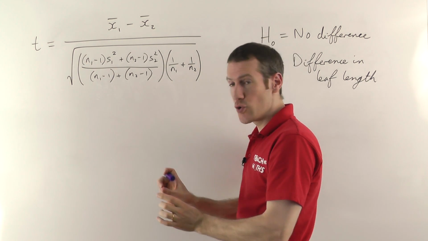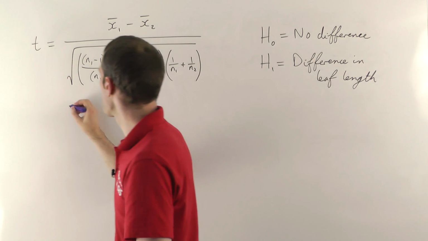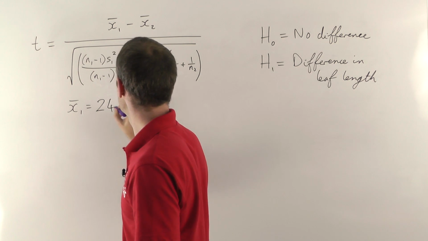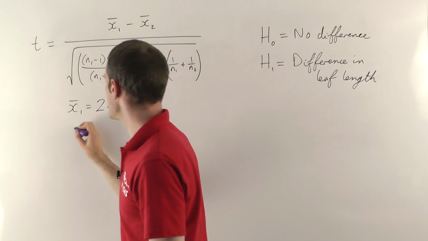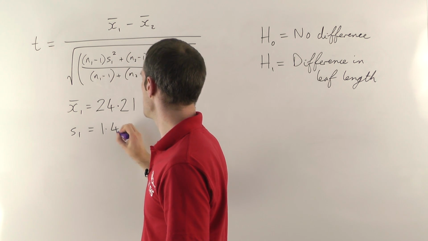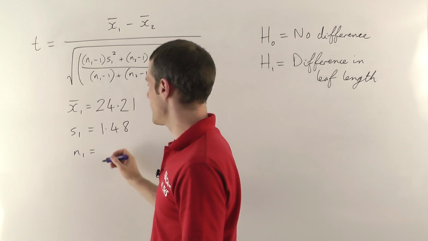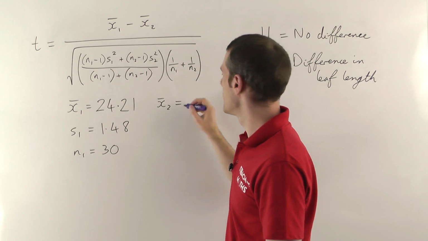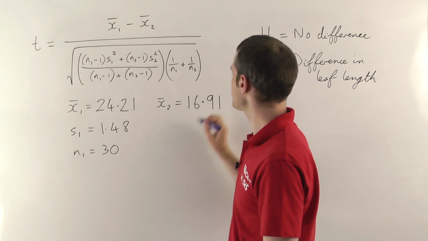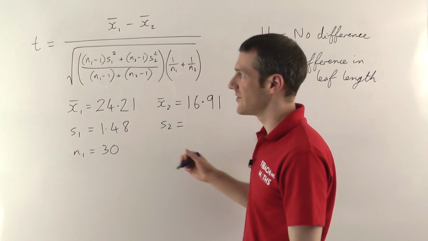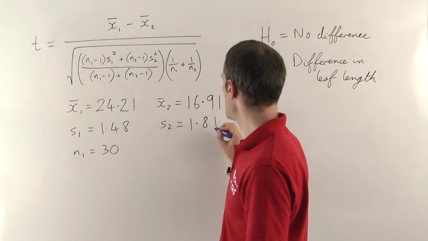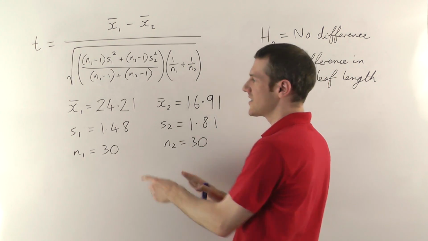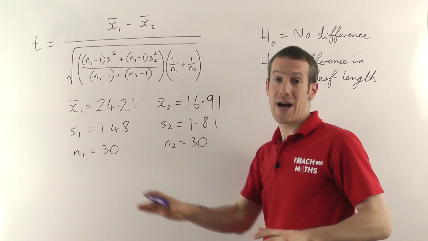Suffice it to say, when you compare the two sets of data, if I give you the values here, the mean from our first set of leaves turns out to be 24.21. The standard deviation from the first set of leaves is 1.48, and the number of leaves in that first sample is 30. I mean, there are 30 leaves in both samples. But for x2 bar, we've got 16.91. S2, the standard deviation from the second group, is 1.81, and the number of samples in the second group is 30 again. So those are the values when you work them out. Again, I'm not going to go into the details of how you work out mean and standard deviation. I'm assuming you're happy with that already.